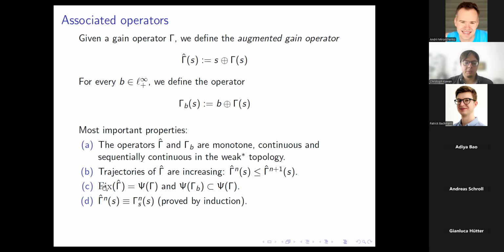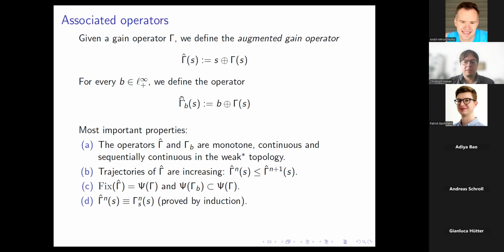Then next property, if we look at the fixed points of this augmented gain operator, what does it mean for S to be a fixed point of this? If this thing here is equal to S, then it means that this component-wise maximum is always achieved at some component of S and not of gamma of S. So that means gamma i of S will never be larger than S i. That's just saying that S is a point of decay for gamma. So the fixed point set of gamma hat is exactly the set of decay of gamma.